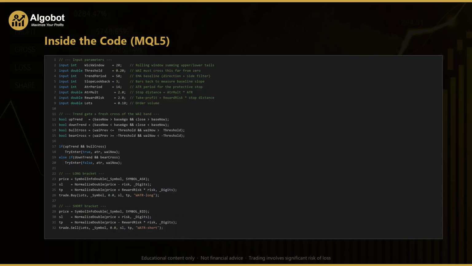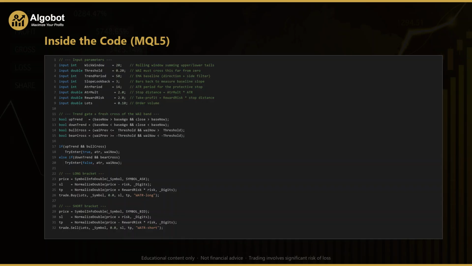Then bull cross checks that the Wick index was at or below the positive threshold on the previous bar and is now above it, a genuine fresh cross upward. Bear cross checks the same idea for the downside. When uptrend and bull cross are both true, the code calls trienter for a long. When downtrend and bear cross are both true, it calls trienter for a short.